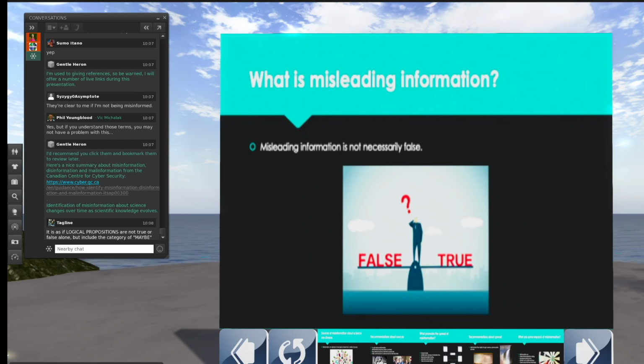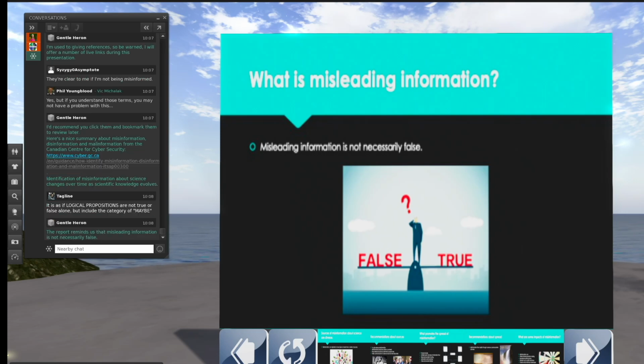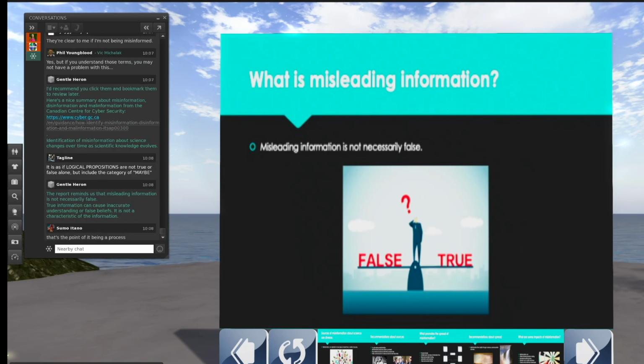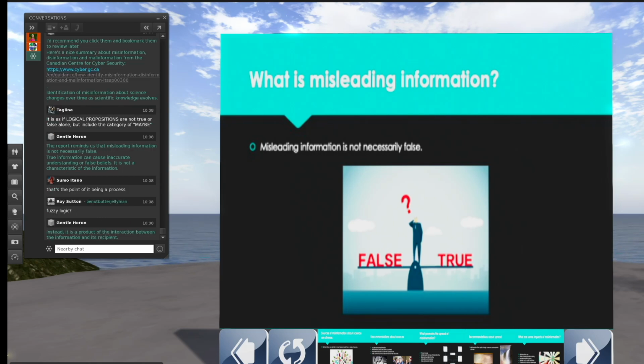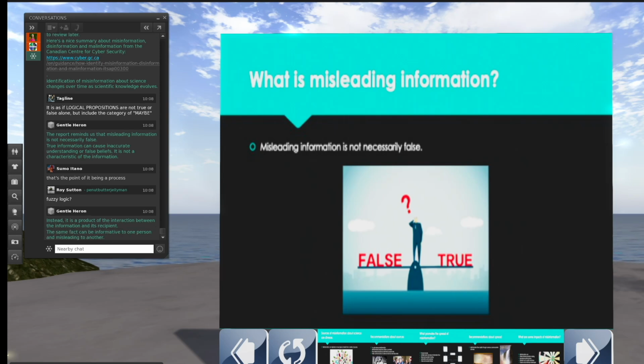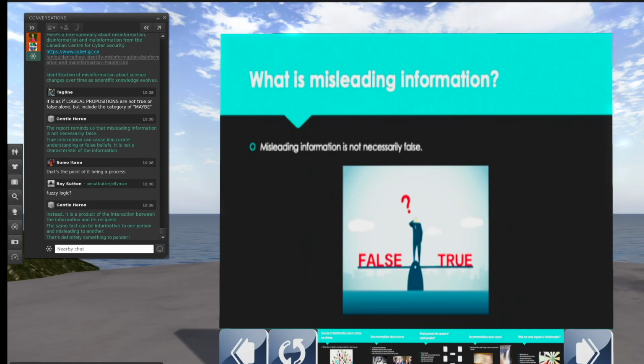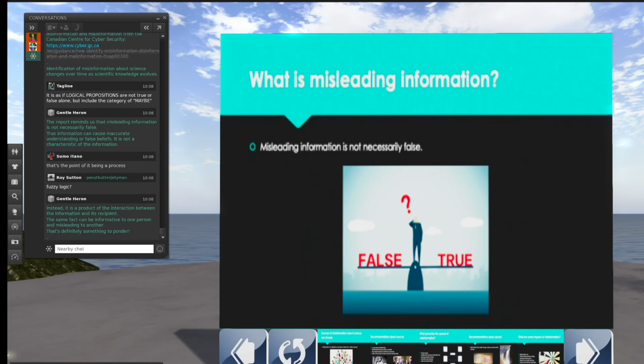Identification of misinformation about science changes over time as scientific knowledge evolves. This report reminds us that misleading information is not necessarily false. True information can cause inaccurate understanding or false beliefs. It is not a characteristic of the information. Instead, it is a product of the interaction between the information and its recipient. The same fact can be informative to one person and misleading to another, and that's definitely something to ponder.